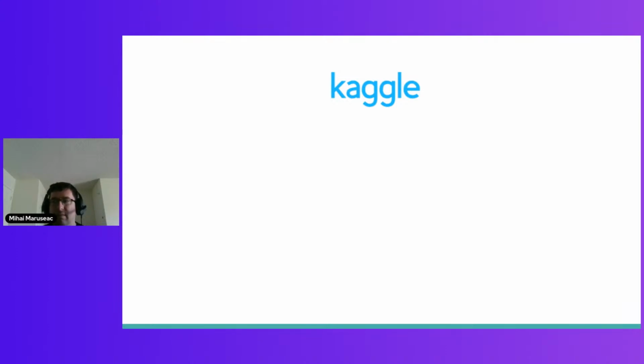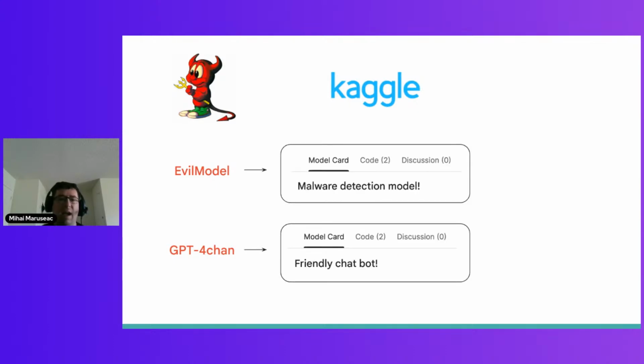And now let's look at an example of what an attacker can do to exploit models on Kaggle. I pick Kaggle as an example. So let's say now I wear a malware developer hat. And I built two models. I built an evil model, and let's say I also want to deploy GPT-4chan. I can upload these models to Kaggle, and in the model card, I give them nice names.